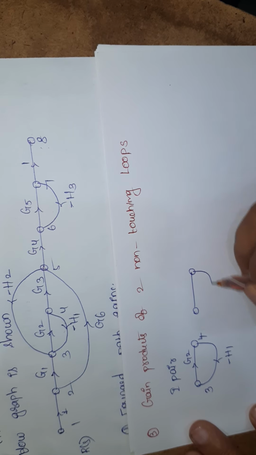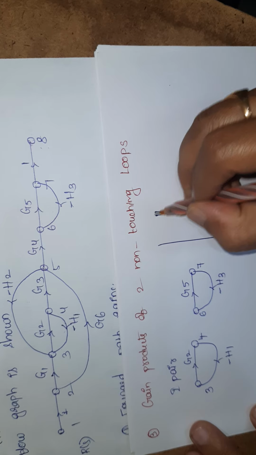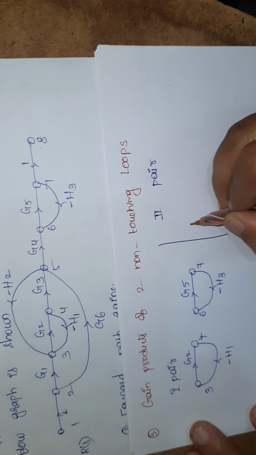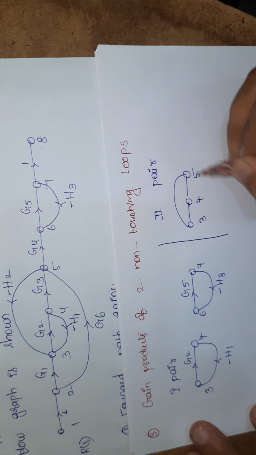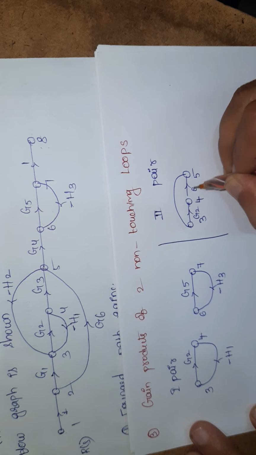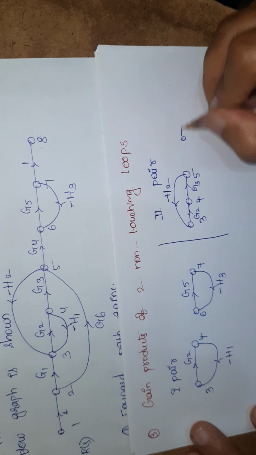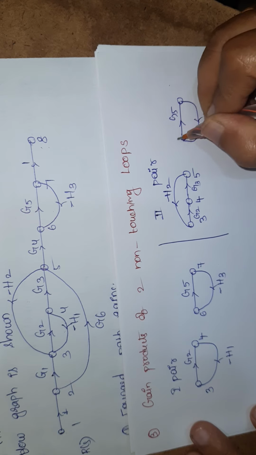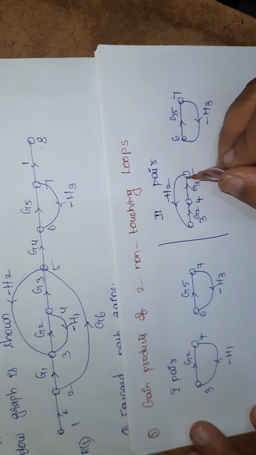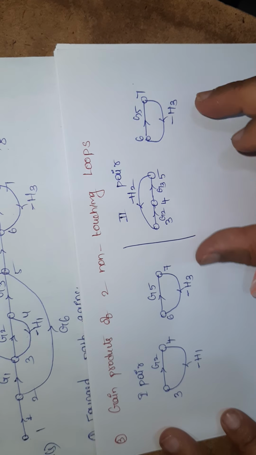Second one is in between 6 and 7, first pair. Next, second pair is 3, 4, 5, G2, G3 minus H2 minus H3, G5, 6, 7, 3, 4, 5. Okay, these are the two non-touching loops, two pairs of two non-touching loops.